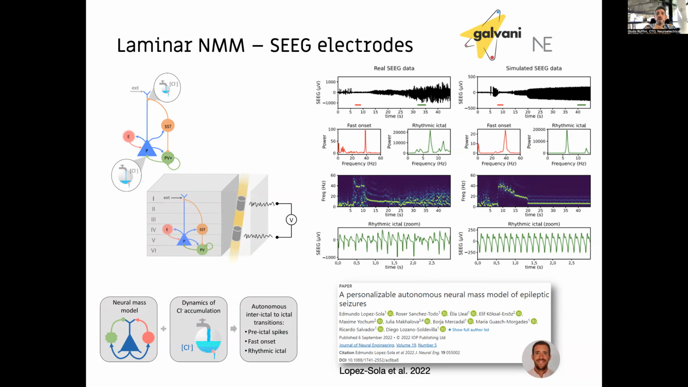We also have a BOLD model on top of the neural mass model that we have applied. And in the case of epilepsy, we went beyond that and we added a model for the dynamics of chloride accumulation, for the cycle of chloride intake and outtake in the cell, and to describe something that we believe is a mechanism for initiation of the pathology in epilepsy, which is the depolarizing GABA. And using this model, we show that one can actually reproduce quite accurately the choreography of a seizure, starting from the preictal to the fast onset to the ictal phase. And this is described in this paper led by Dr. López Solá.